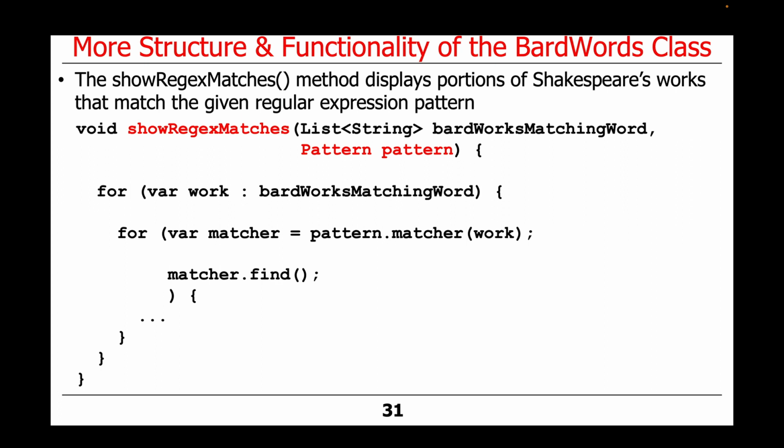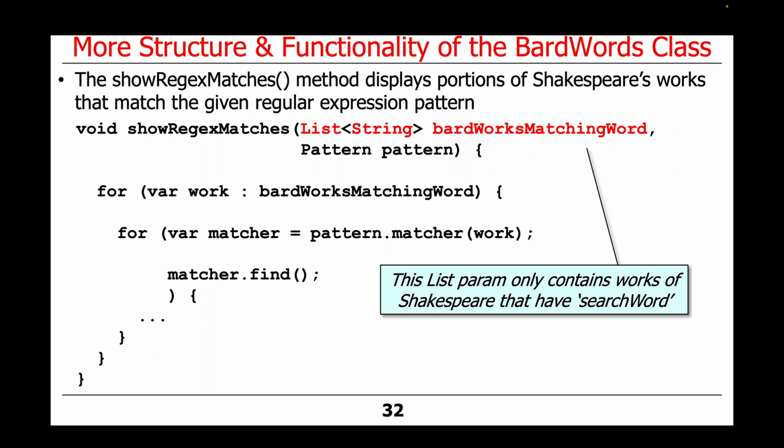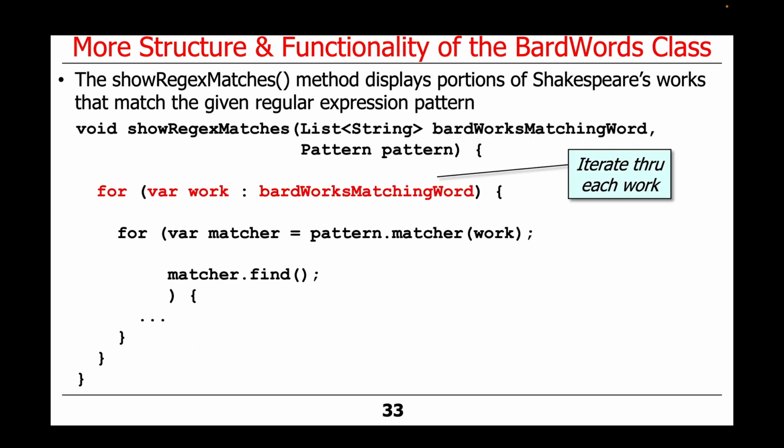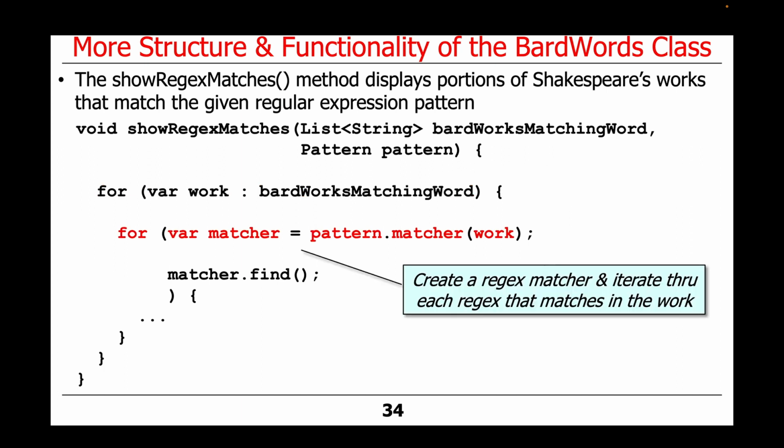We'll now walk through the implementation of the showRegexMatches method, which displays portions of Shakespeare's works that match the given regular expression pattern that's passed as a parameter. Note that the BardWorks matching word list parameter only contains works of Shakespeare that have the search word in them. showRegexMatches starts with a Java for-each loop that iterates through each work containing a matching word. A nested Java for-each loop is then used to create a regular expression matcher and iterate through each regular expression that matches in the work.